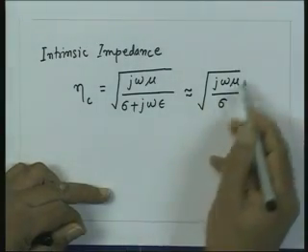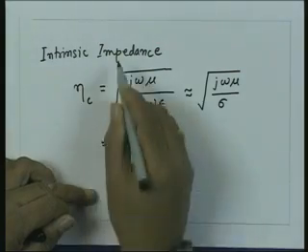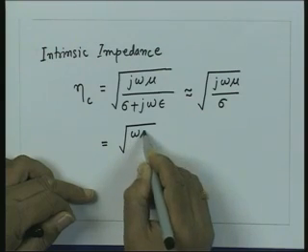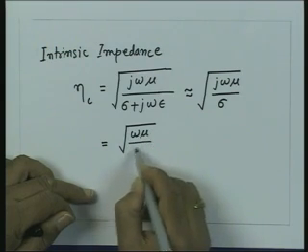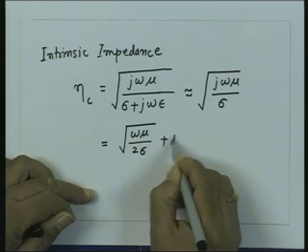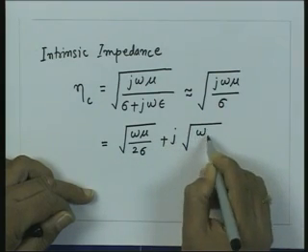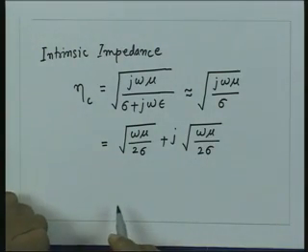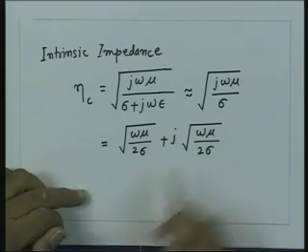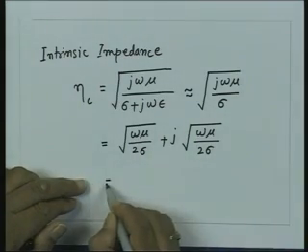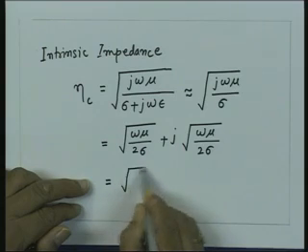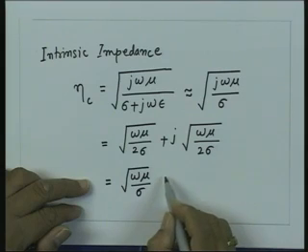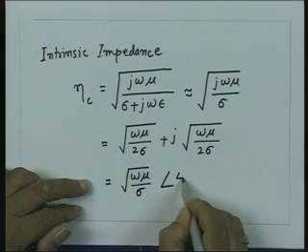Again, if we separate the real and imaginary parts, the intrinsic impedance of the medium will be square root of omega mu upon 2 sigma plus j square root of omega mu upon 2 sigma. Or if we write it in terms of magnitude and phase, this quantity will be square root of omega mu upon sigma, angle 45 degrees.